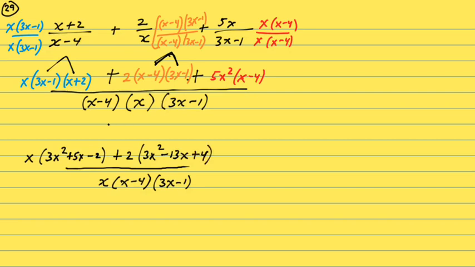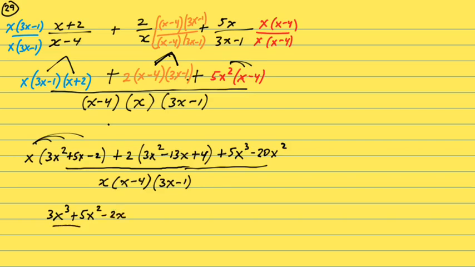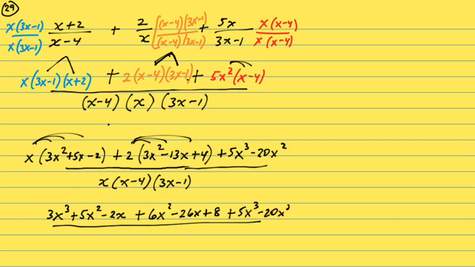You'd have 3x squared, you have negative x, negative 12x, which is negative 13x, and last times last is 4. And when you distribute here, you'd have 5x to the third. What would that be? Minus 20x to the second. So we need to clean this up. Distribute this x would be what? 3x to the third plus 5x to the second minus 2x, plus, distribute this 2 now, what would I get? 6x to the second minus 26x plus 8. Then you have this plus 5x cubed minus 20x squared.